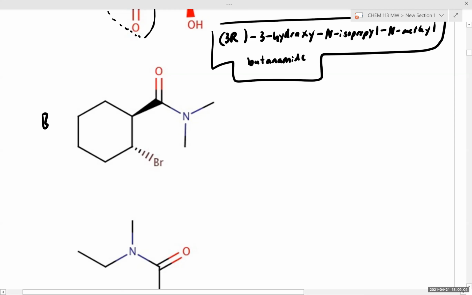So let's keep working through this example. Does anyone have a proposed name for this compound? Would anyone like to share a proposed name for compound B, where we have an amide attached to a cyclic ring?